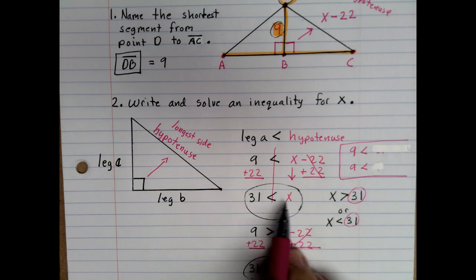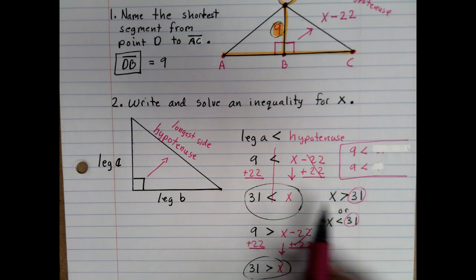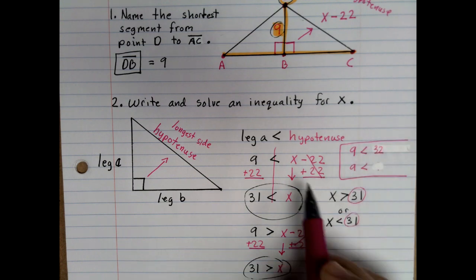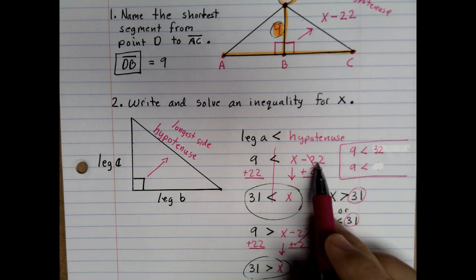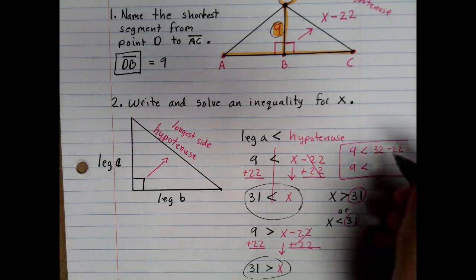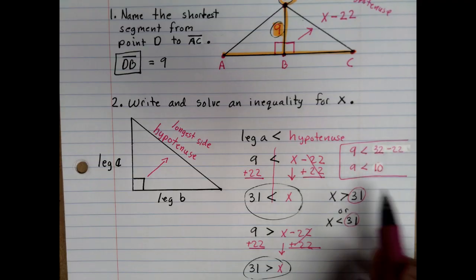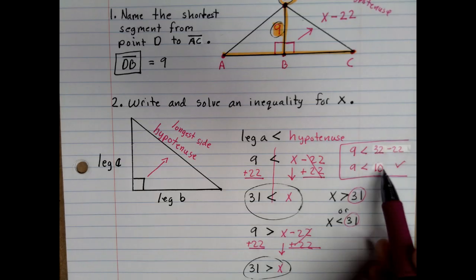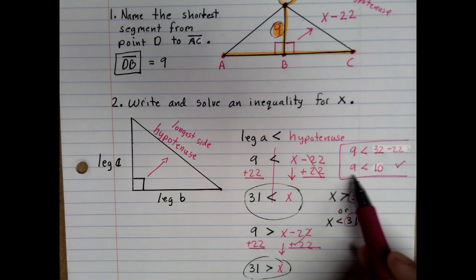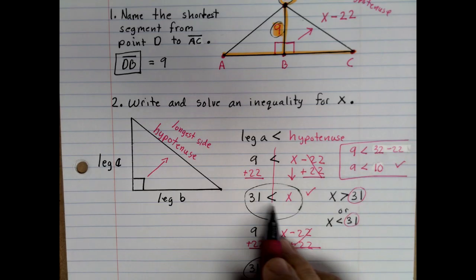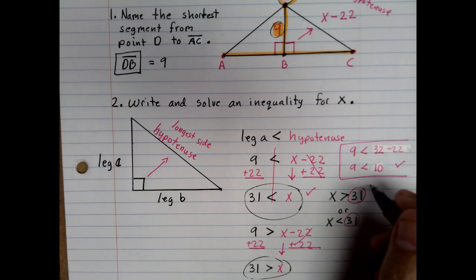Now we're going to try this idea. In this first one, we said that x had to be greater than 31. So let's make x greater than 31. A number greater than 31: 32. I'm just going to keep it really simple. I'm going to replace this x with a 32, and then put minus 22. If I subtract this out, 32 minus 22 leaves me with 10. So my statement is 9 is less than 10, and that's correct. This shows that my hypotenuse is larger than my leg. So this is the answer that I would want to use: x is greater than 31. I'm going to box it real quick.